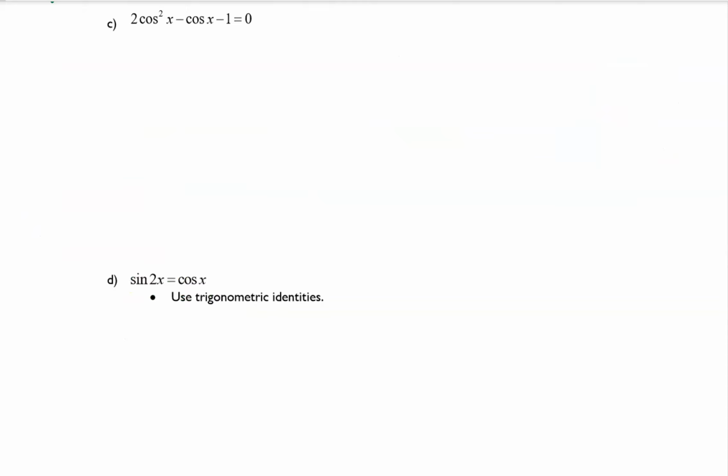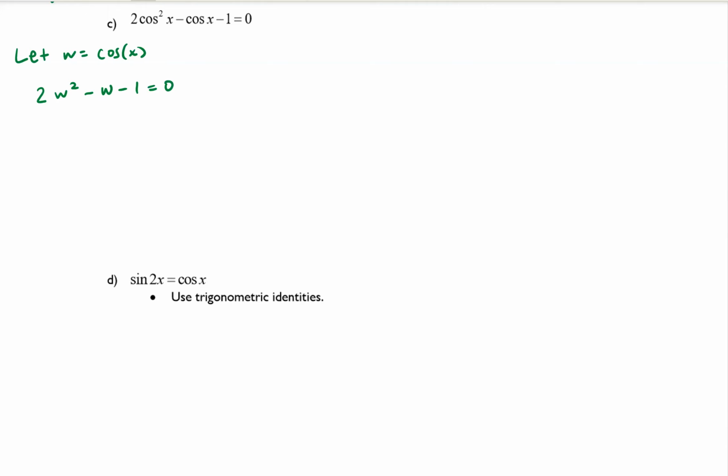All right, part C wants us to solve the equation 2 times cosine squared x minus cosine of x minus 1 is equal to 0. I'm going to go ahead and do that substitution again that we did earlier. I'm going to say let w equal cosine of x, and that just makes things a little bit easier for me personally to see what's happening. So then I have 2w squared minus w minus 1 is equal to 0.